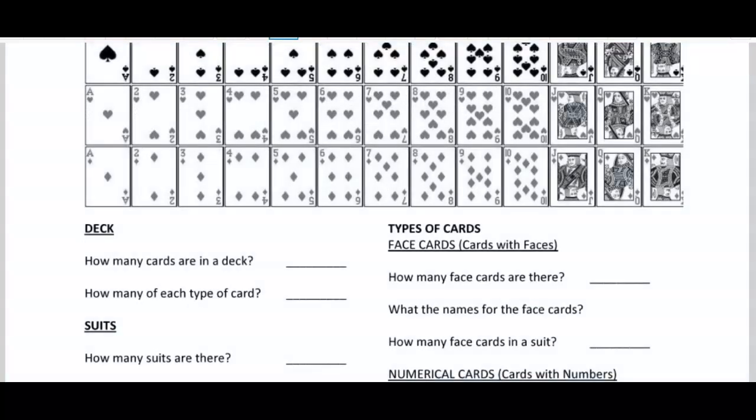You could count them yourself. There are 13 in each suit, and there are a total of 4 suits, so that makes a total of 52 cards. How many of each type of card? That means aces, 2s, 3s, and so on up. So there's 4 of each.